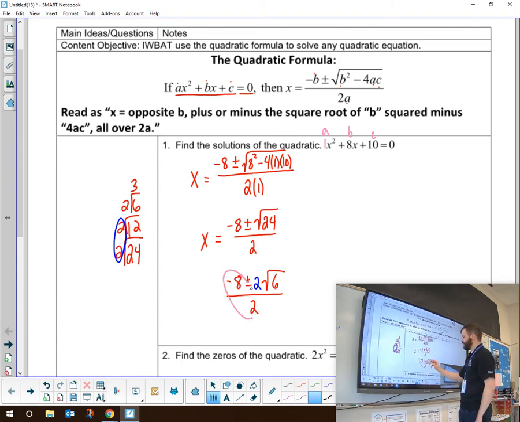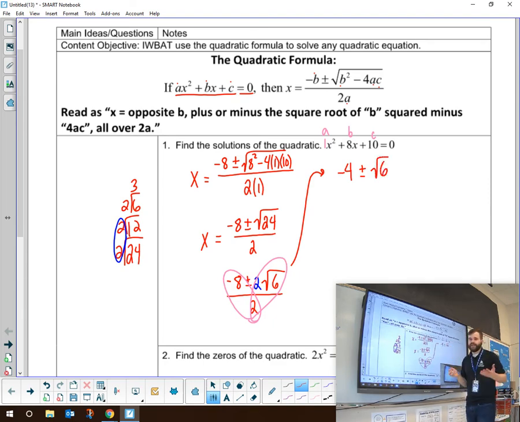So that means I'm dividing negative 8 by 2. It also means I'm dividing this term by 2. We simplify using the heart method. Okay? So I'm going to rewrite this over here. Negative 8 divided by 2 is going to be negative 4. 2 square roots of 6 divided by 2 is going to be plus or minus square root of 6.